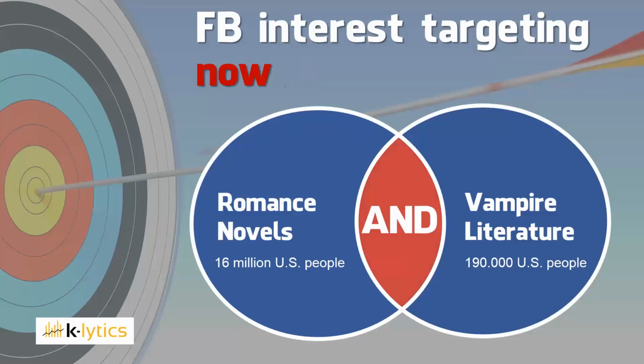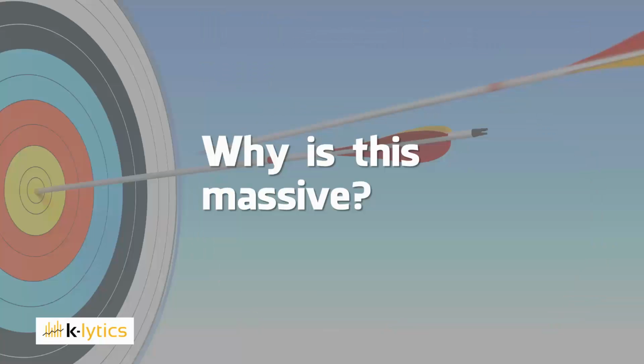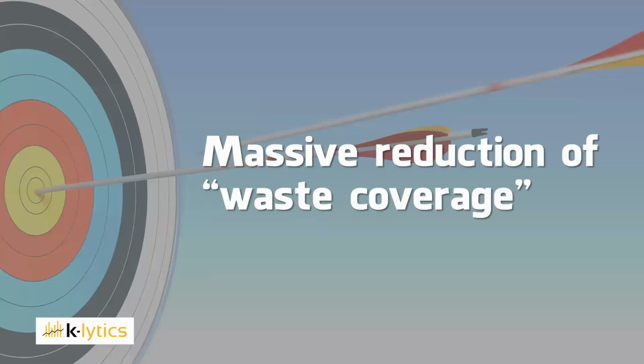This has changed because Facebook interest targeting now allows you to introduce an AND operator that can allow you to exactly target the intersection. And this would be about 100,000 people in the US who expressed an interest for both vampire literature and romance novels. Now, why is this massive? Well, it is massive because it is a massive reduction of so-called waste coverage in advertising.